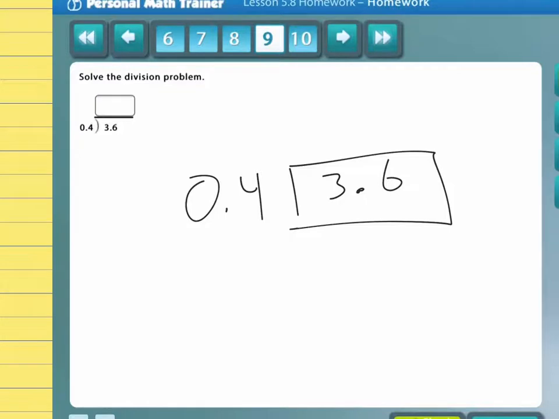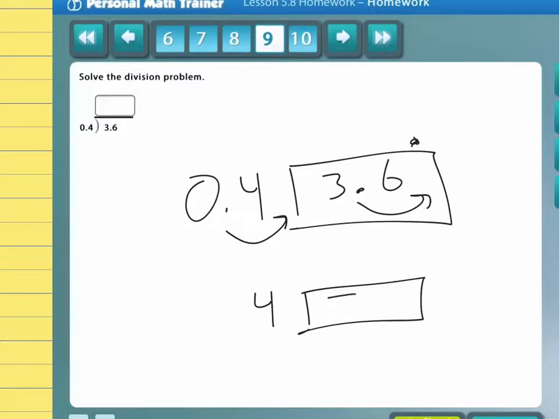Alright, move it over, move it over, move it up. So I move this over, times 10 for the divisor, times 10 for the dividend, move it up. So this new equivalent problem becomes 4 into 36, which is simply 9. So the answer is 9.